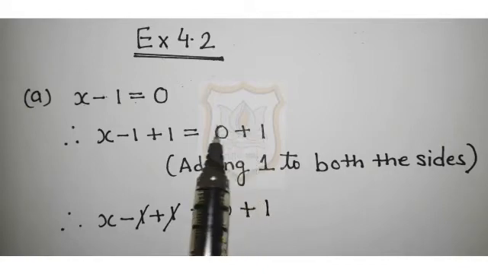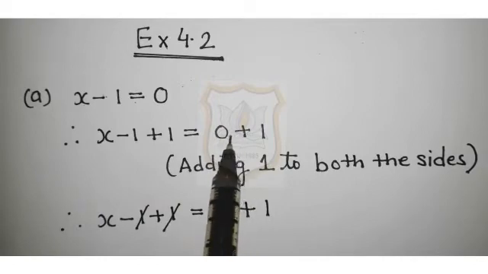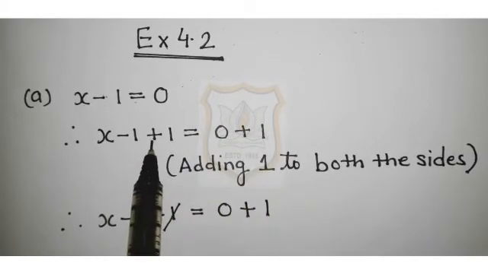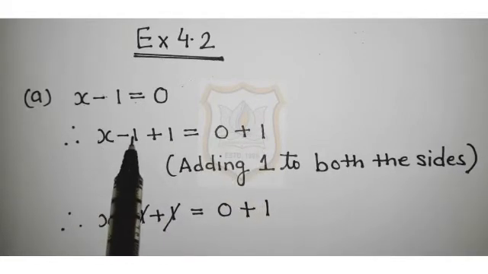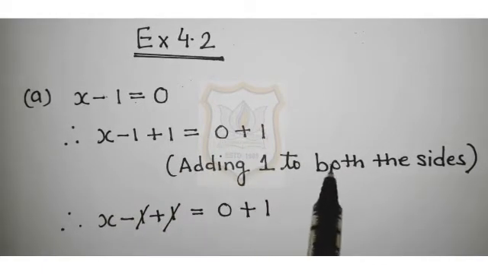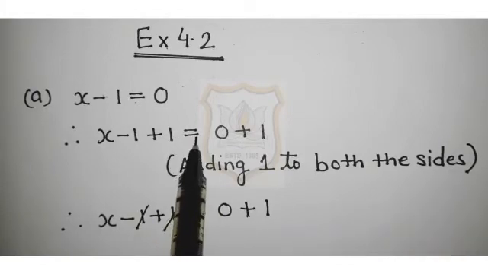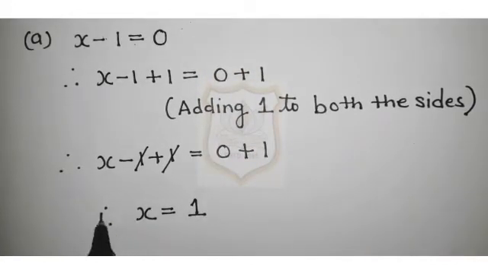It is a rule. If we are subtracting on the left hand side, then we have to subtract the same number on the right hand side. If we are multiplying, then we have to multiply the same number on the other side also. So in this way, x minus 1 plus 1 is equal to 0 plus 1, because we have added 1 to both sides. Now x minus 1 and plus 1 cancel out, and 0 plus 1 is 1. Therefore x is equal to 0 plus 1, that is equal to 1. So the value of x will be 1.